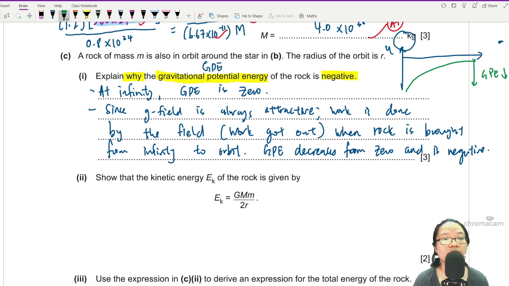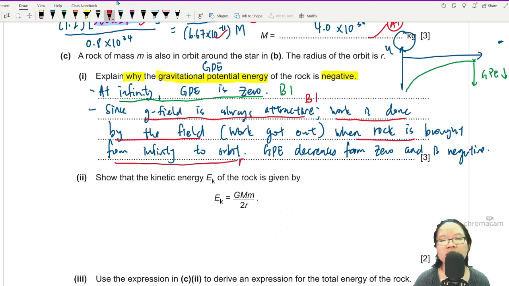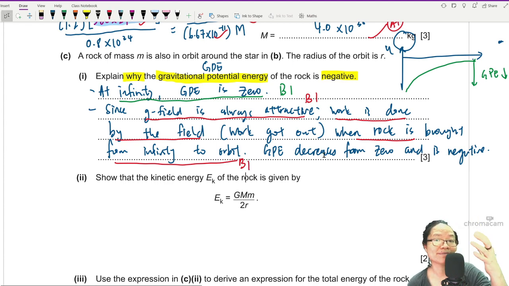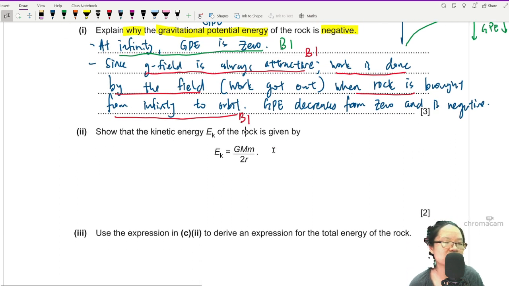All right, standard explanation. At infinity, gravitational potential energy is 0 is probably a B1 mark. Okay, you understand that G field is attractive, probably B1. Okay, and then work is done by the field or work got out when the rock is brought from infinity to orbit. This is B1. Normally, this one is for your brain because gravitational field is doing the work, so its energy will drop. And it drops from 0. That's why it's negative. This is for your brain, less for them.